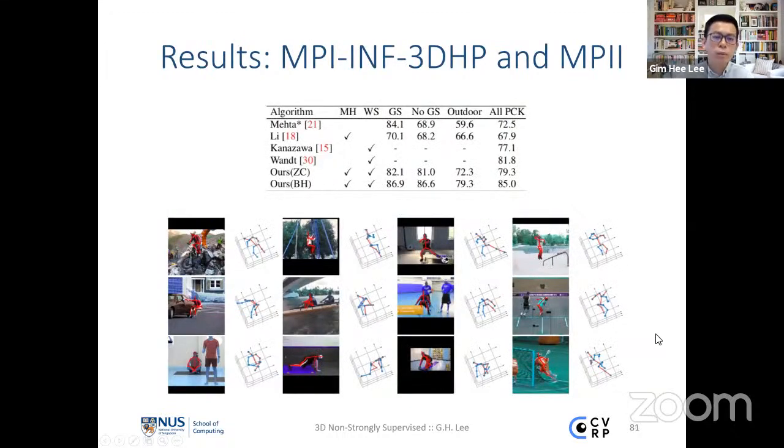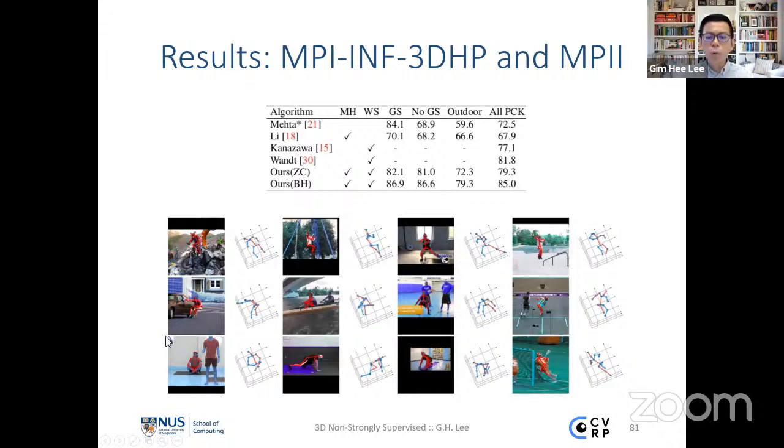Here are some other results that we perform on the MPI-INF-3DHP dataset, as well as the MPII dataset. In this case, we can see that our network gives comparable results to the weakly supervised network on the percentage of correct keypoints, otherwise known as the PCK measure over here.